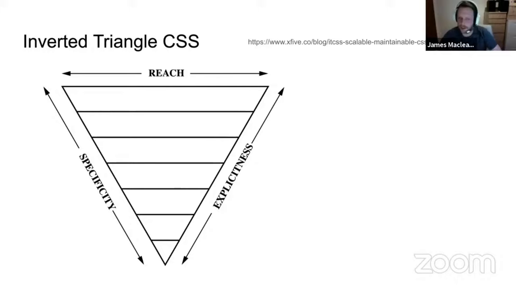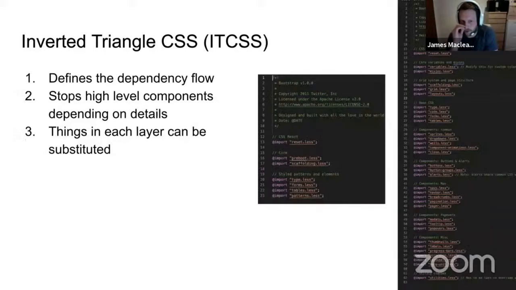So what it promises is to define the dependency flow for a start, and it stops you from depending on the details. And by details, I mean the HTML elements, or it discourages that. And as another bonus, if you've done it really well, everything in each layer, in theory, can be substituted for one other thing inside that layer.